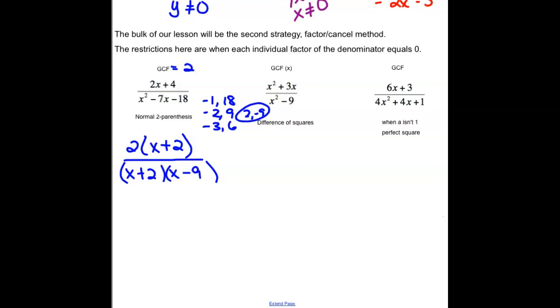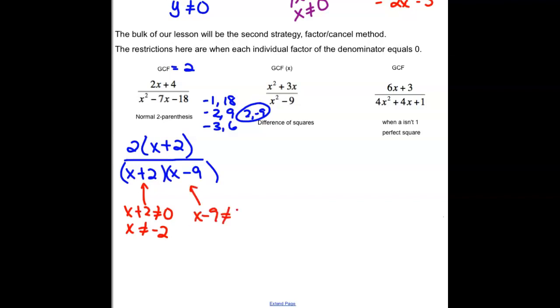All right. Now, looking at restrictions, we want to list restrictions before we do any kind of canceling. So for this first one, we want x plus 2 not to be a 0, which means x cannot equal a negative 2. And for this one, x minus 9 cannot equal my 0. So x cannot equal a 9, because those would make the denominator 0, which is undefined.